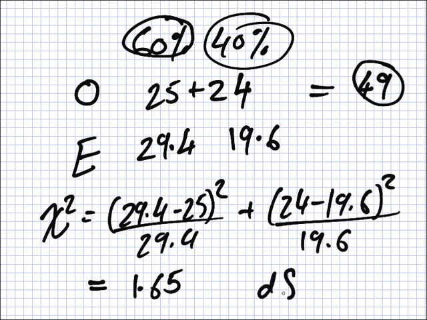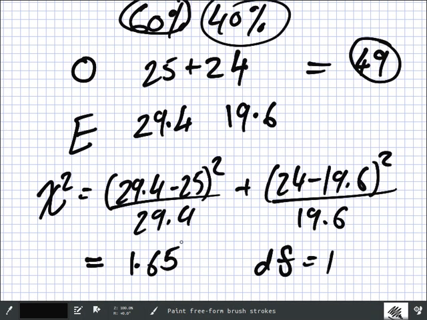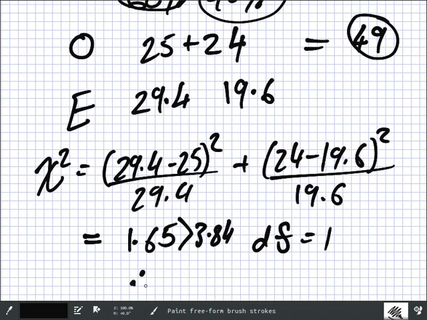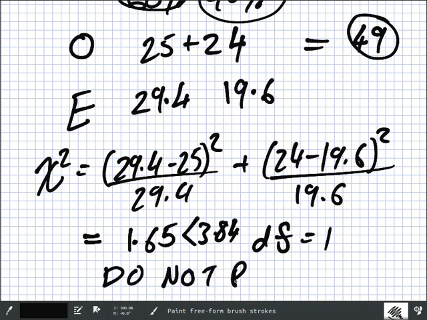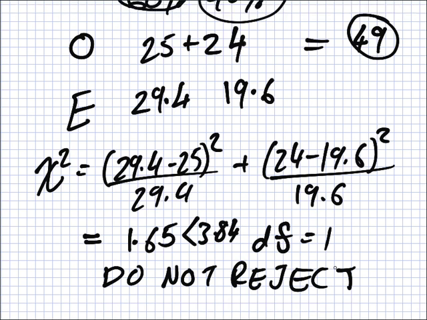Degrees of freedom? 1. If you go to degrees of freedom 1 and the 5% column, what is the value? 3.84. This is bigger than 3.84. So not reject. No, what am I doing? Come on. This is less than 3.84. So do not reject. Okay, so we can believe that he selected fairly and randomly.